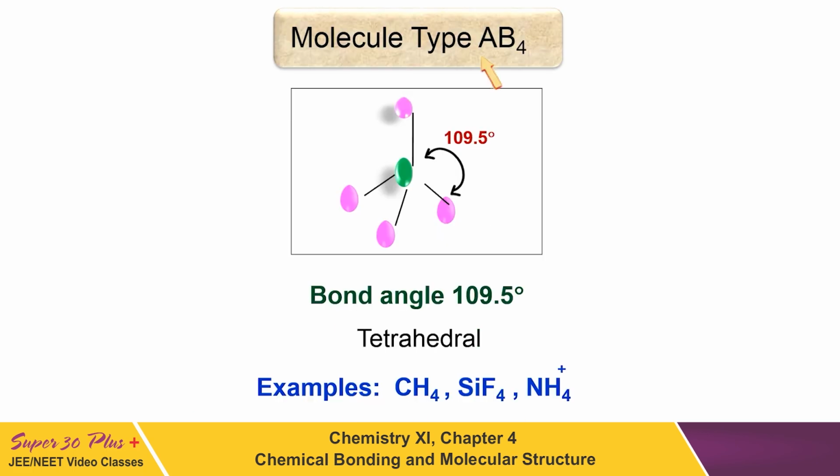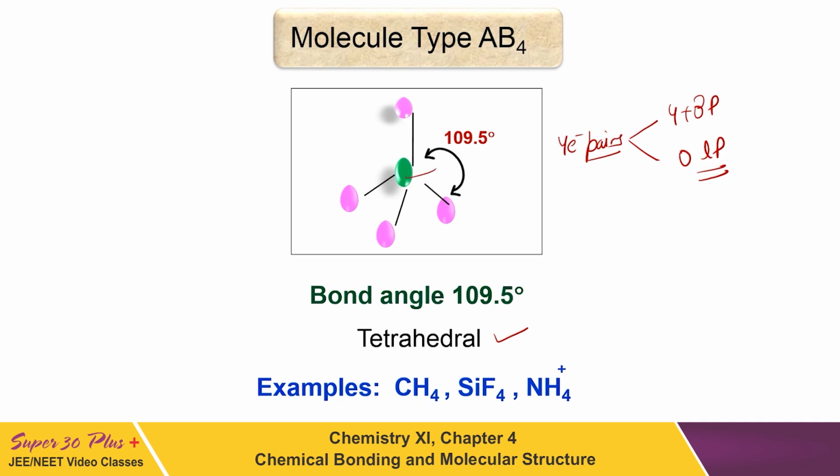Another is AB4. AB4 happens in tetrahedral. How many electron pairs? 4 electron pairs. What kind of electron pairs? 4 out of 4 are bond pairs and 0 are lone pairs. So here in sp3 hybridization, molecule type AB4, where no lone pair is there, the shape is tetrahedral.